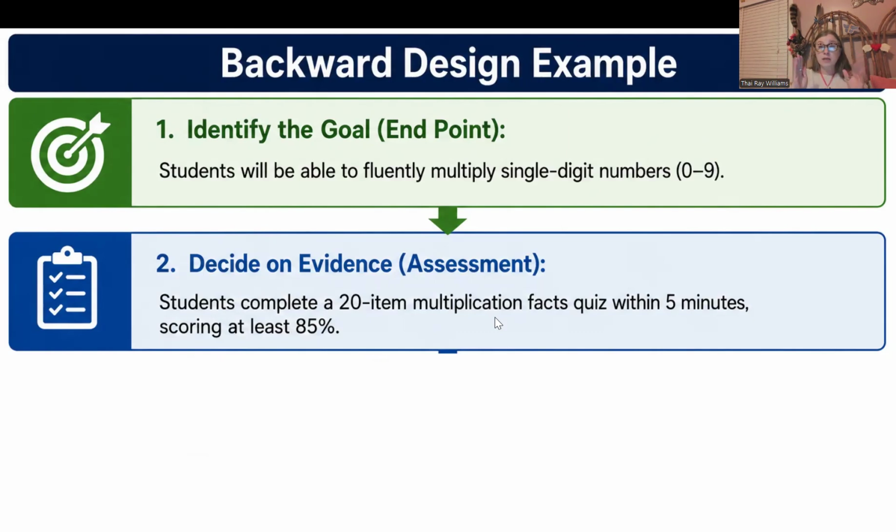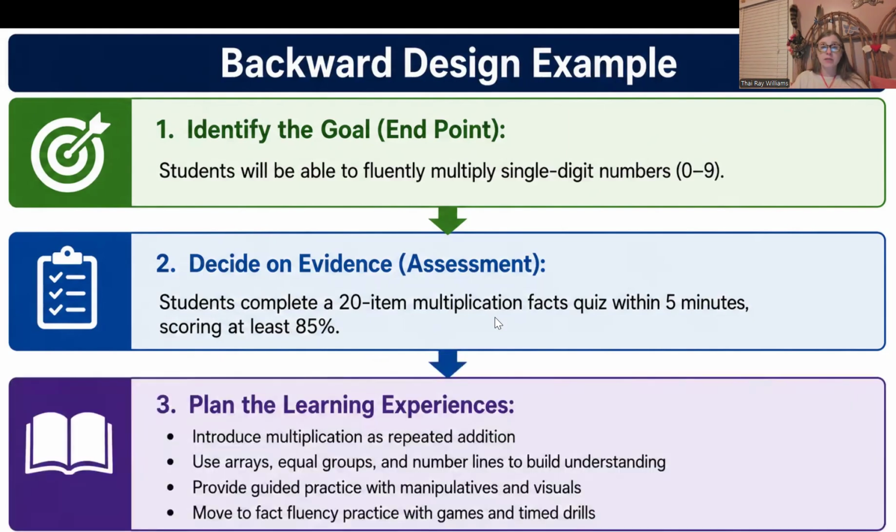Now, remember, if this was an IEP goal, we need to see that mastery across time. But for this, what I'm looking at is multiplication fluency, and I'm going to assess them. That's my next plan, using that 20-item multiplication fact quiz, within a 5-minute window, and mastery is going to be at least 85%. And it's not until I know those things that then I plan my instruction.